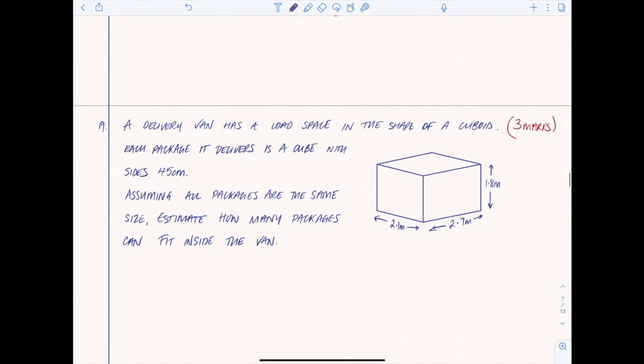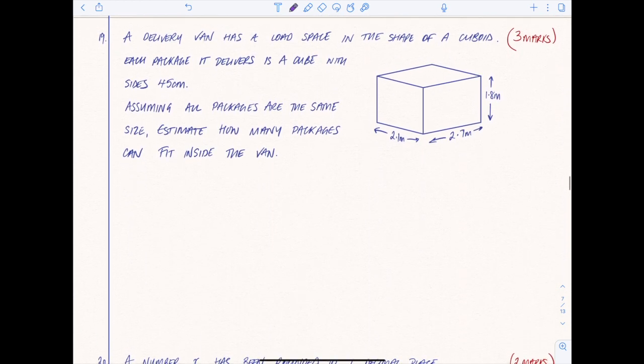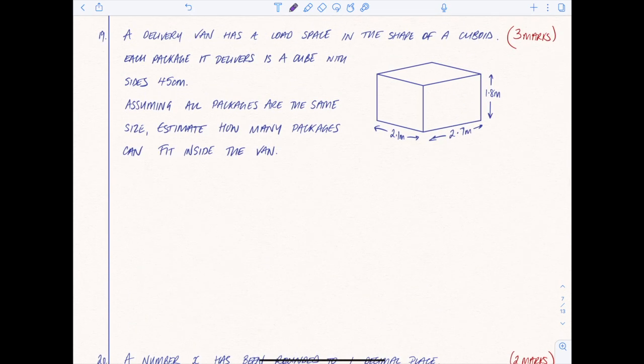Last couple of questions here then. We're looking at a bit of estimation, and then we're going to look at some bound stuff to finish off with, okay?